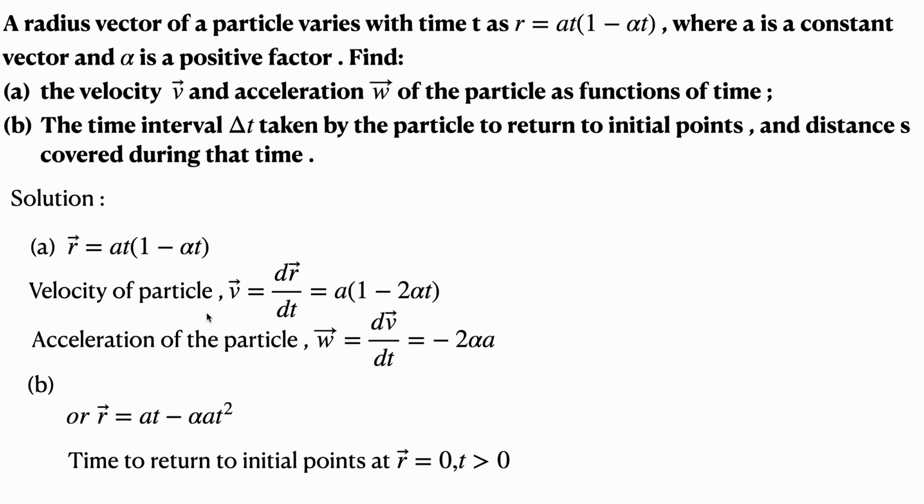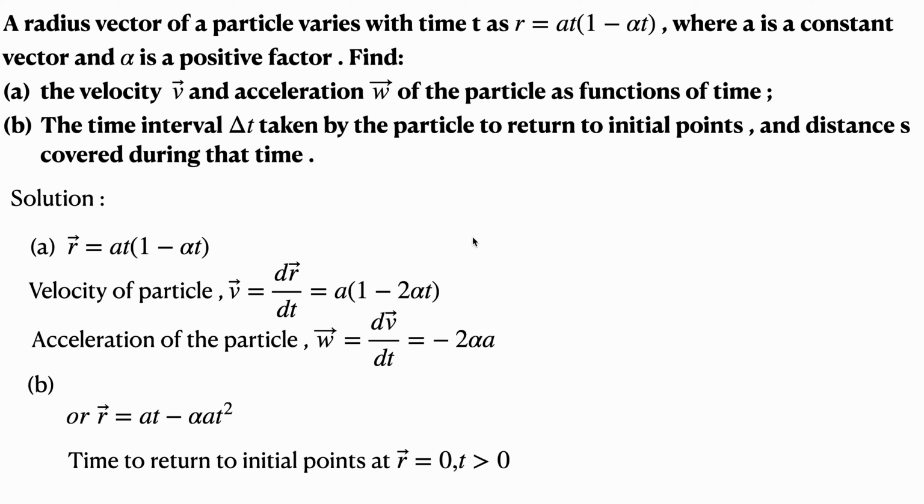So the velocity of the particle will be the time differential of this radius vector. So vector v will be a multiplied by (1 minus 2 alpha t). The acceleration of the particle will be obtained by differentiating the expression of velocity. So if we differentiate the velocity with time, we will get minus 2 alpha a as the acceleration of the particle. Let's solve part B of the question.